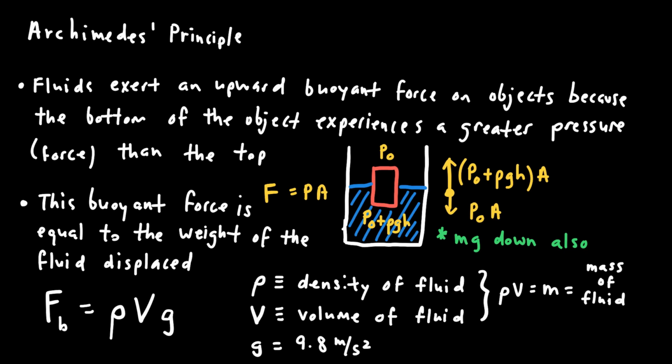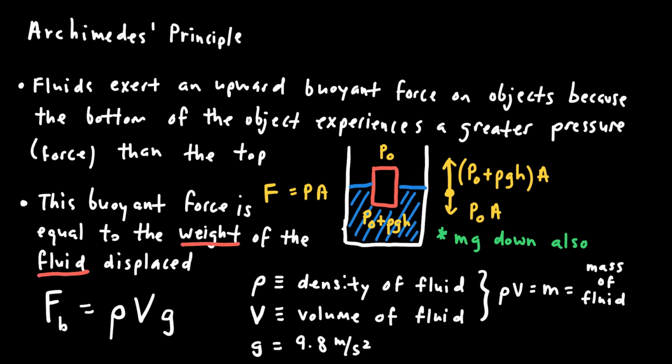Now, in this picture that I've drawn, mg also points downward, and that's what causes the object to stay at rest there. So the upwards buoyant force and the downward gravitational force cause an object to be at rest for an object that is floating. But this buoyant force that I've drawn here, and it really is the force that keeps the object buoyant, is equal to the weight of the fluid that is displaced. The weight of the fluid, right?